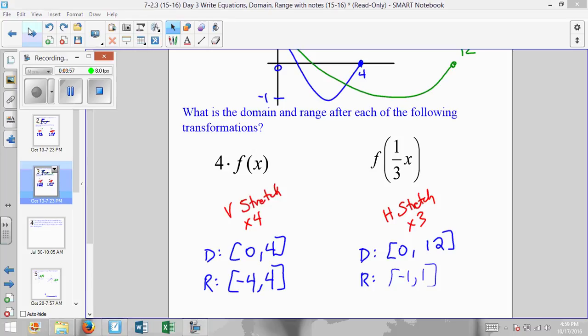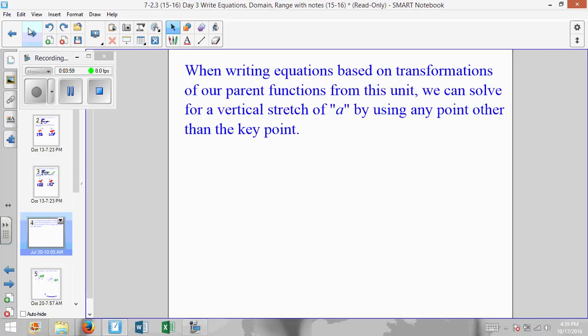All right, so that was the first learning target. The next one, we're going to spend some time on working on equations. So we're going to write equations based on the transformations with vertical stretches based on the a's. We're actually going to use points on the graph, kind of like we talked about in yesterday's lesson.